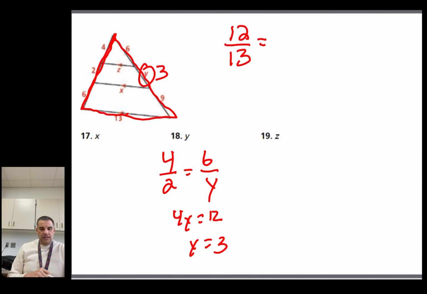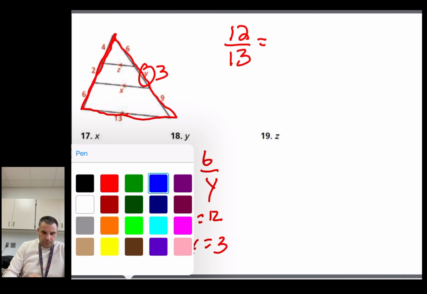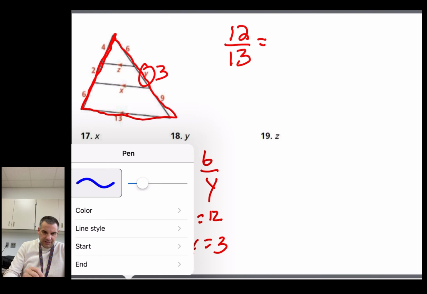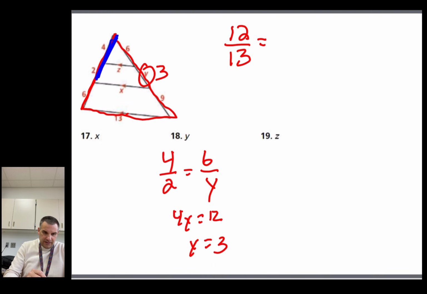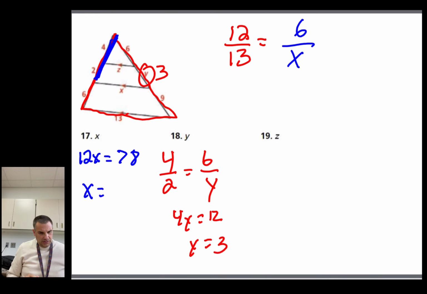Then that is going to equal, we're going to find x in this case. So the side 12 corresponds to that side right there, which I know is 6. So that's going to equal 6 over x. That long side over its bottom is going to equal the long side over the bottom. So that's 12x equals 78. X equals 78 divided by 12, which is 6.5. So that's our value for x.